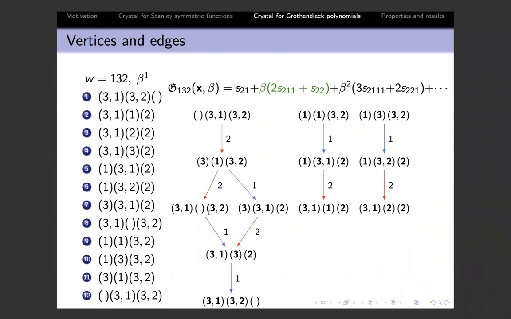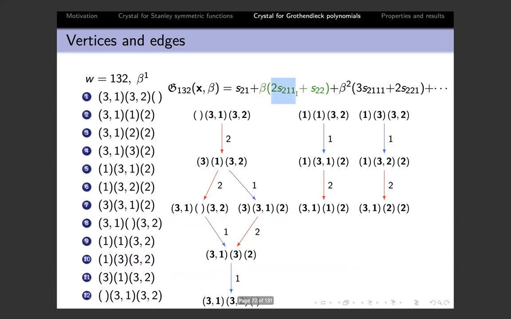Okay, so here I have one component with highest weight 3, 1, 3, 2. And then I have 2 other components given by the highest weight vectors 1, 1, 3, 2, and 1, 3, 3, 2. If you look at the weights of these highest weights, the weight of this one is 2, 2. So that corresponds to this Schur function s_{2,2}. And these other two highest weights have weight 2, 1, 1. So they correspond to this element in the Schur expansion, the 2 s_{2,1,1}.